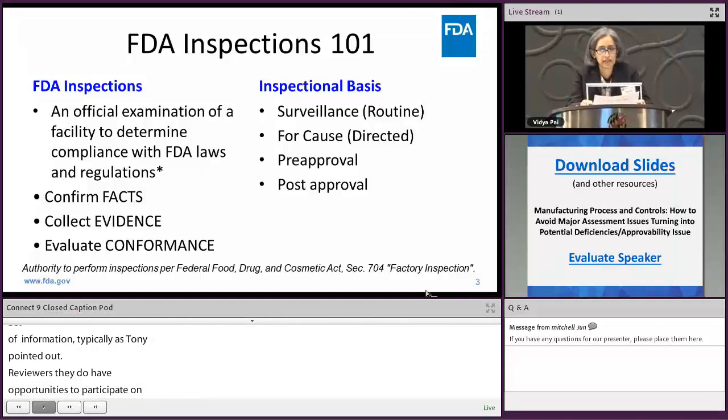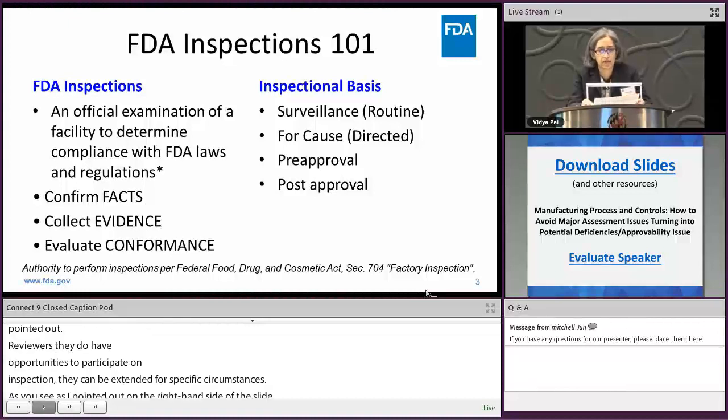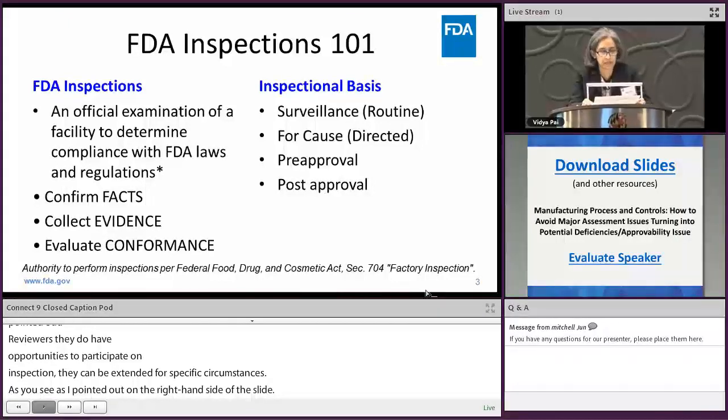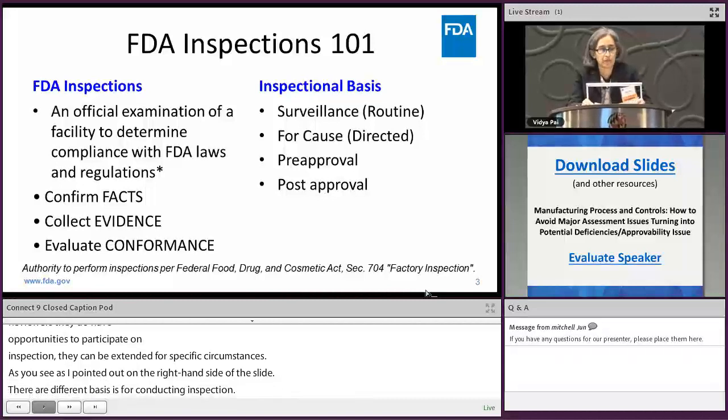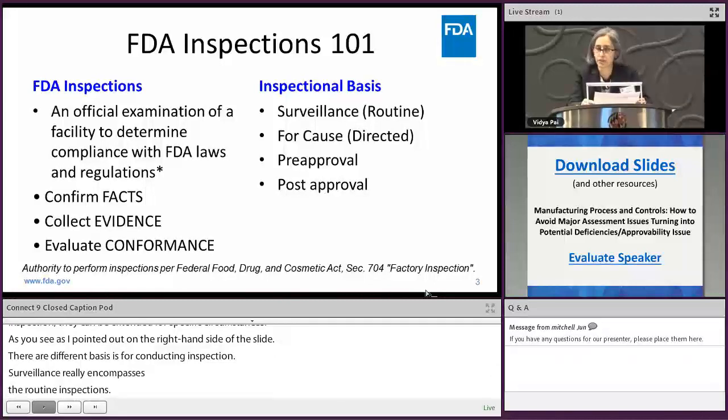So as I pointed out on the right side of the slide, there are different bases for conducting inspections. Surveillance really encompasses routine inspections. There can be for-cause directed inspections that cover complex topics and target specific issues or concerns. Pre-approval inspections and post-approval inspections are product-specific inspections.